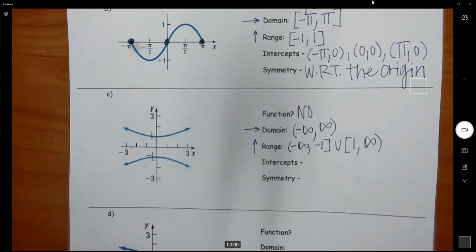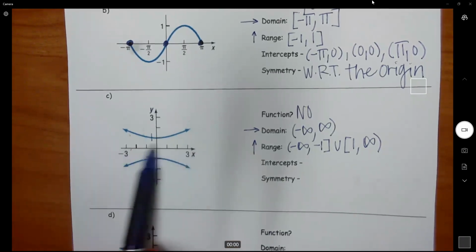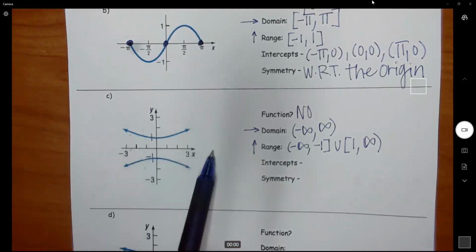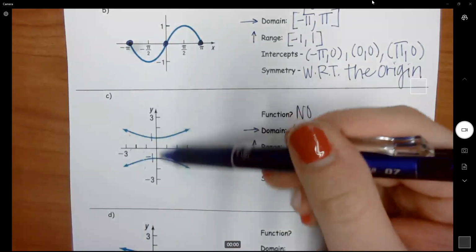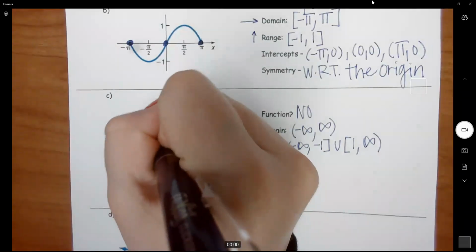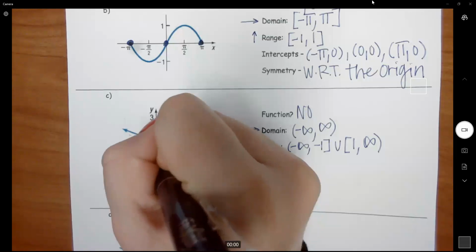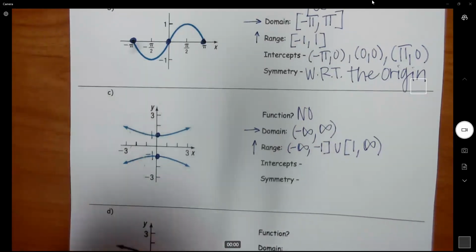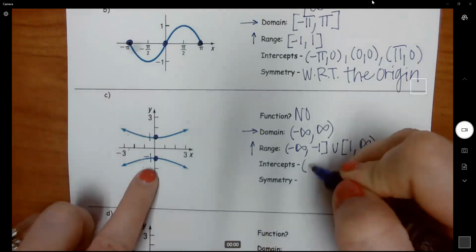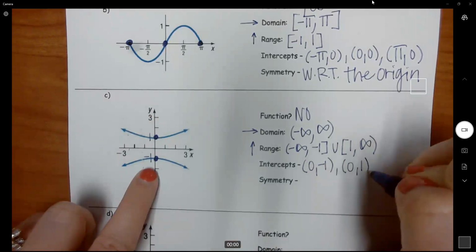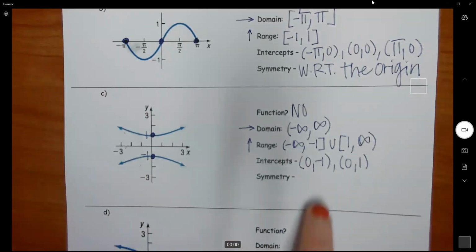Do I have any intercepts? So is this graph crossing this x-axis here? No. What about this y-axis? Yes. We have a point here, and we have a point here where it is crossing my y-axis. So those ordered pairs are 0, -1, and 0, 1 for this one up here, comma in between.